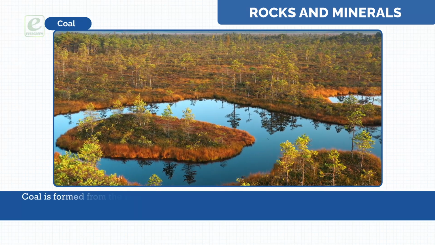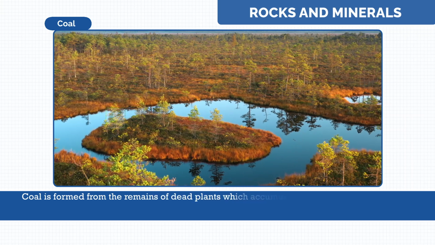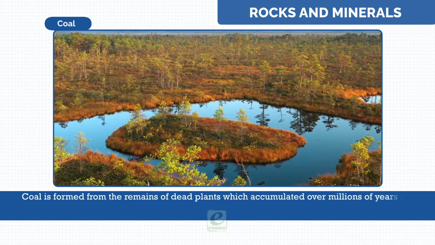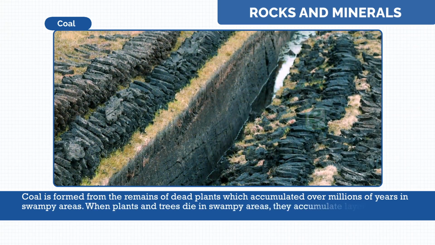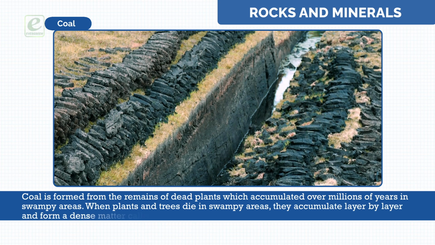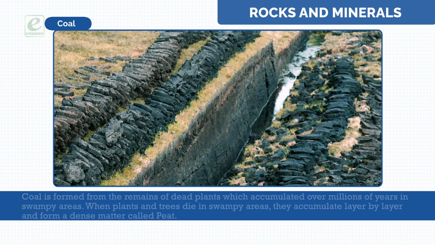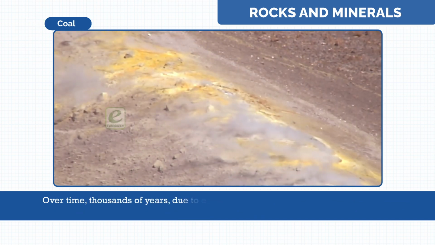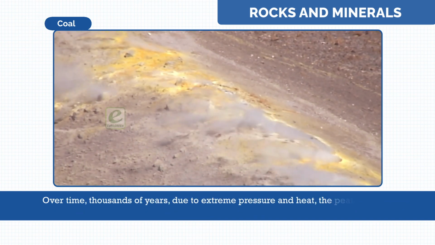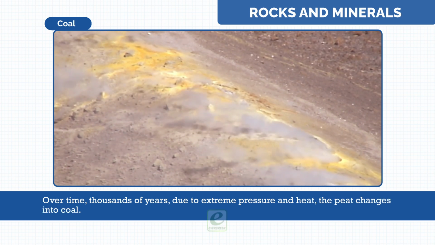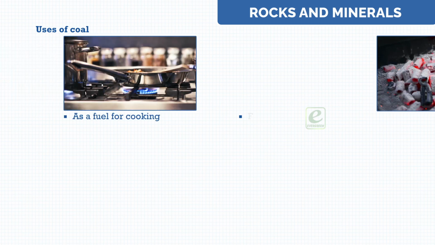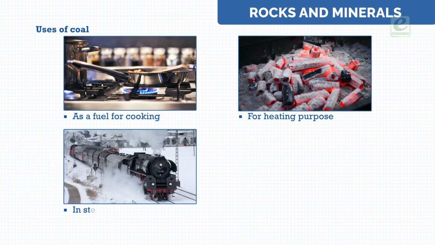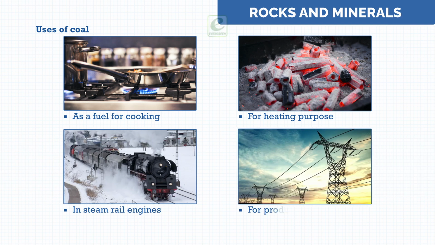Coal is formed from the remains of dead plants which accumulated over millions of years in swampy areas. When plants and trees die in swampy areas, they accumulate layer by layer and form a dense matter called peat. Over time, thousands of years, due to extreme pressure and heat, the peat changes into coal. Uses of coal. As a fuel for cooking, for heating purposes, in steam rail engines, for producing electricity in power plants.